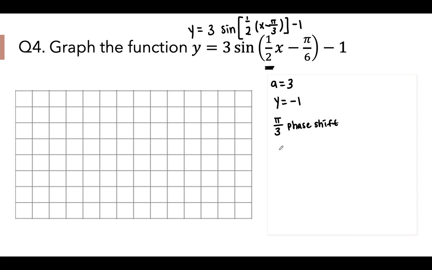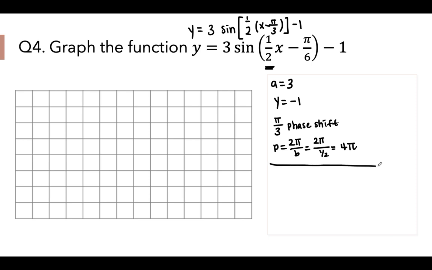And then we have to find the period. To find the period, again, is 2 pi over k, or the b value. So 2 pi divided by, in this case, 1 over 2. So that gives you 4 pi. So on your calculator, all you need to do is just 2 divided by 1 over 2, and then you will get 4.